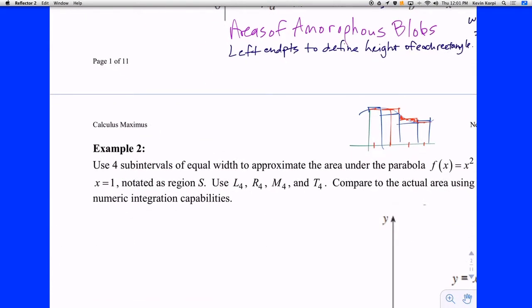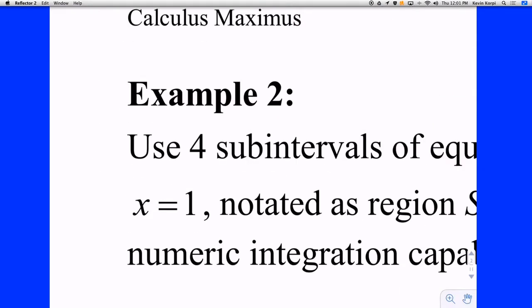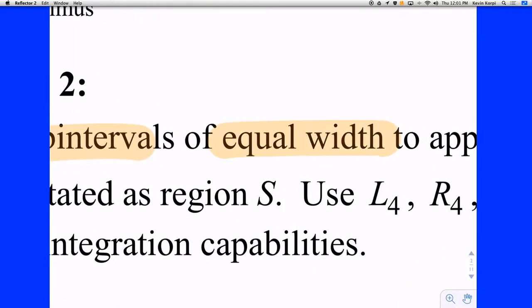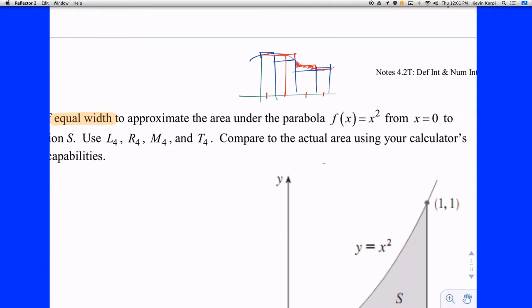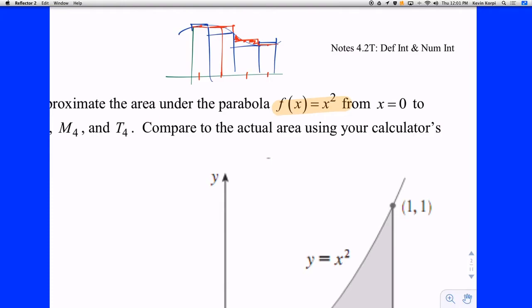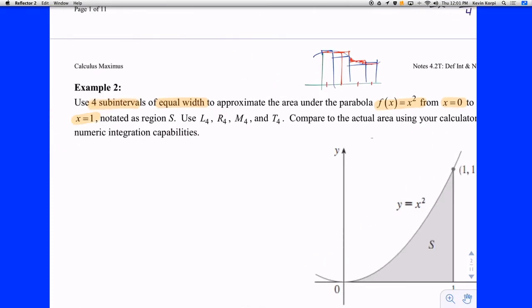All right, ready for example 2? We're actually going to do some numbers here. Using 4 subintervals, see, they told us, of equal widths. All right, we're going to approximate the area under the parabola y equals x squared from 0 to 1.